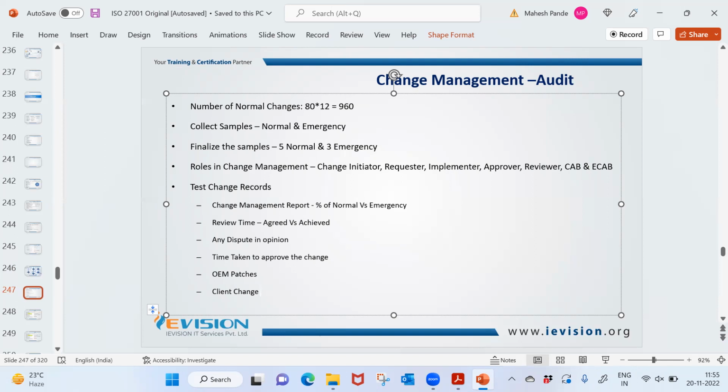Organization says that my emergency changes have increased a lot in the last 6 months or a year. Then you focus yourself on emergency changes, normal and emergency. You may look at the requester and initiator. You may look at the approvals. You may look at the approval mechanism. So it all depends, Sugato, on the risk, what you are actually notified by your client.